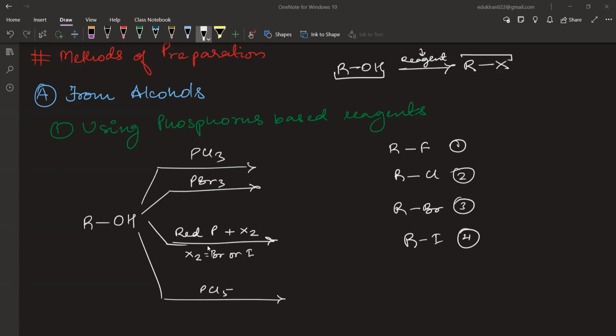Okay, for the first one, PCl3. Send the answer in chat. 1, 2, 3, or 4. What do you think? See, I don't need to teach you guys. All of you are answering the right answer. You only need a bit of help and you will answer the correct things.